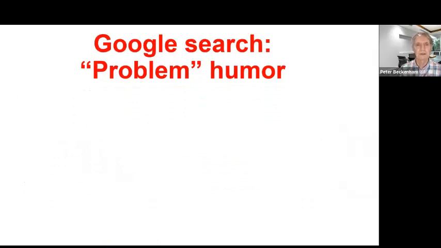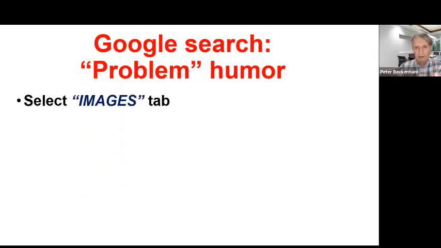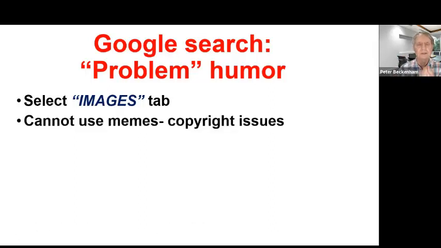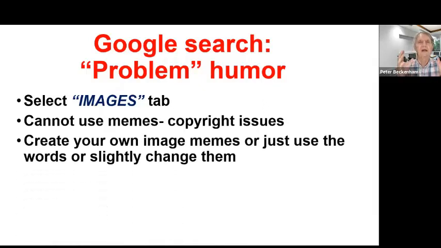For example, Google search, problem humor. Select the images tab. Do the Google search, put the problem and humor. So let's say you put back pain, humor, anxiety, humor, depression, humor, confidence, humor, lack of confidence, humor, okay? Do that and then select the images tab. Now you can't use the memes that come up on the images tab because there's copyright issues there. But you can create your own image memes or just use the words or slightly change them because you can't copyright the words, as I said to you before, right? And I'm going to give you lots of examples in a minute.